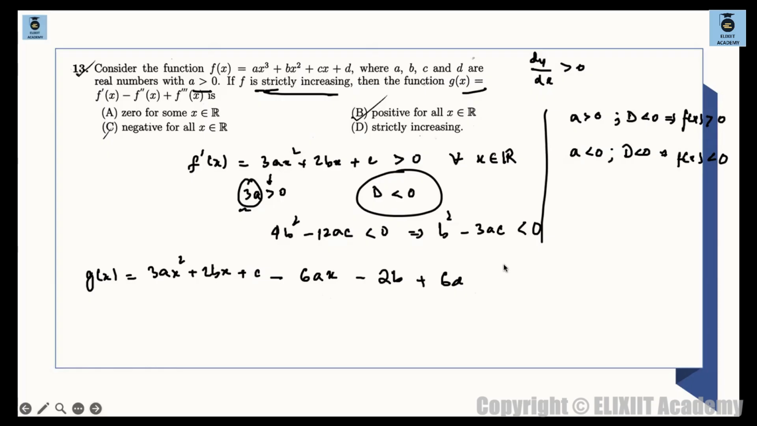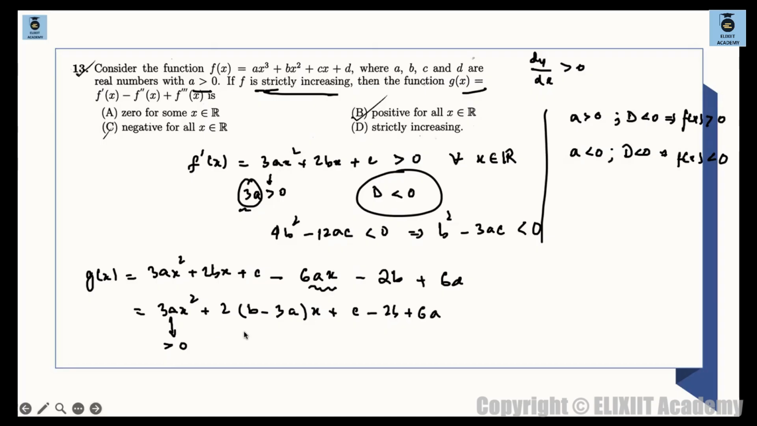So this is your gx function. If you rewrite this in a much more decent manner, this is a quadratic: 3ax square plus 2 times of, now 2bx, and here also we are having x, 6ax. So we can take a 2 common and write this as b minus 3a x. And then the rest of the constants, which is c minus 2b plus 6a. This is what we are having. Now this is once again a quadratic whose leading coefficient 3a is positive.